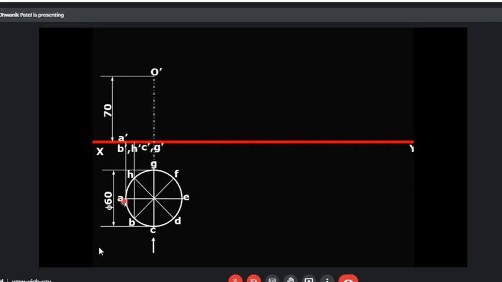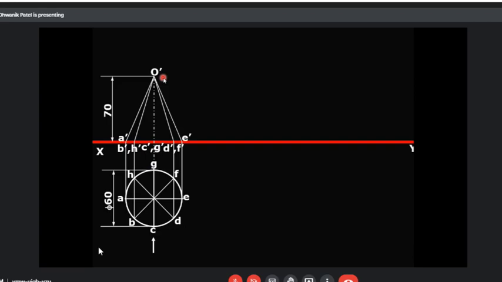Projection of A, mark on the XY line as A dash. B and H coincide at one point, so B dash H dash. C and G coincide at a single point, so C dash G dash. Same for F and D, and E. So mark the projections of all points on the XY line, and now connect them with the O dash point. Clear? Is there any doubt in this first and second step?